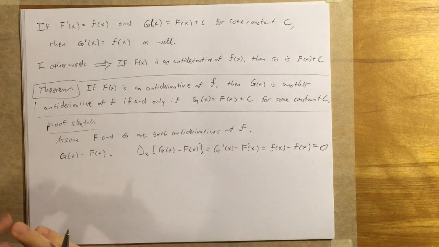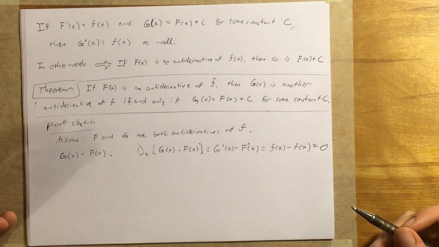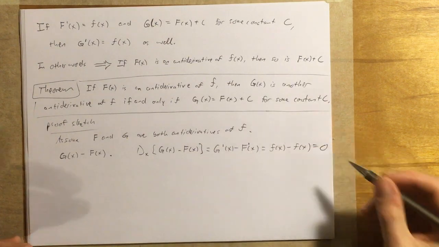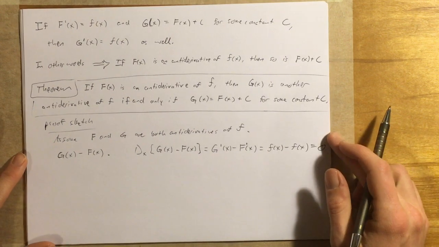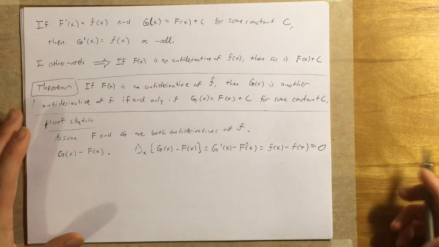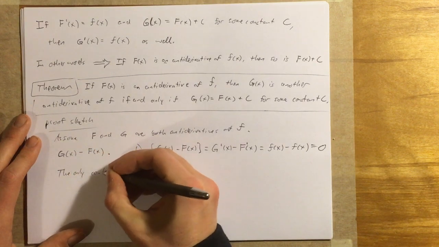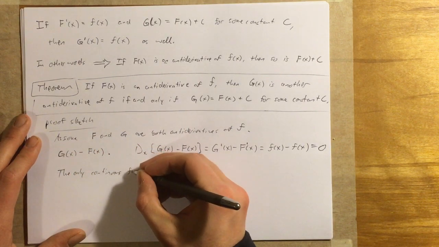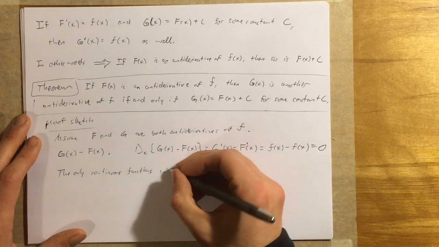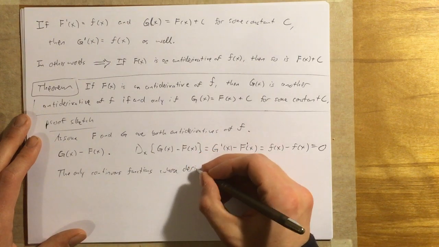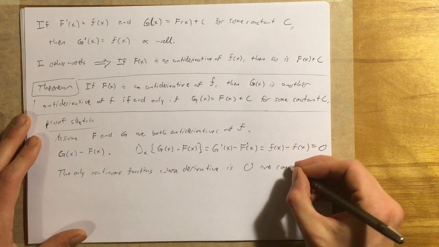Now, one of the things that we know is that capital F and capital G are both differentiable, because they're antiderivatives of lowercase f. So if they're differentiable, they have to be continuous. Let's assume that they're continuous, and then we can make this conclusion: the only continuous functions whose derivative is 0 are constant functions.